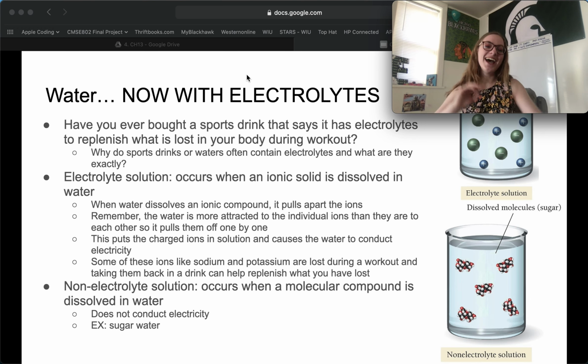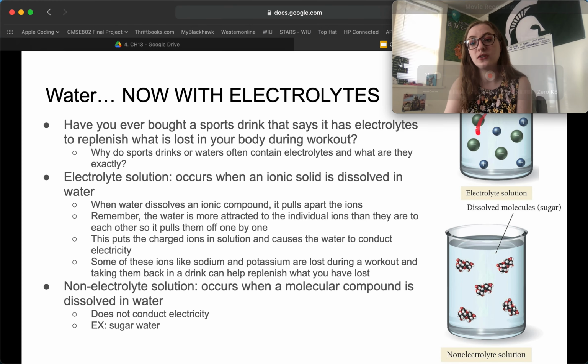Anyways, a non-electrolyte solution is the other option. That's what happens when a molecular compound is dissolved in water. We talked about this a little before: it's just going to pull apart the molecules from each other. So it's going to be that full molecule in there.